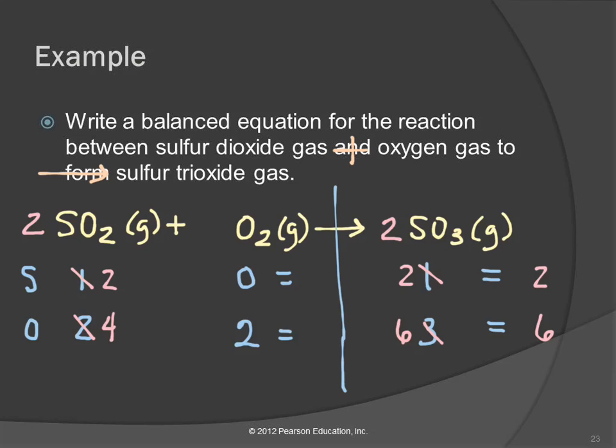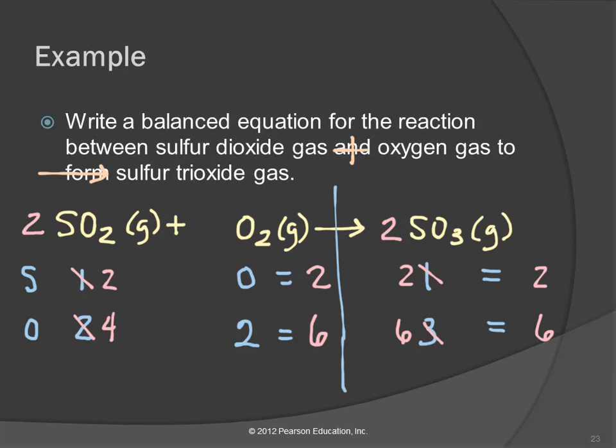So that changes our totals. Now I've got 2 sulfurs, and 4 plus 2, 6 oxygens. I fixed the sulfurs, and what do you know? The oxygens took care of themselves. Sometimes they do, sometimes they don't. But now I have a balanced equation. Any questions?